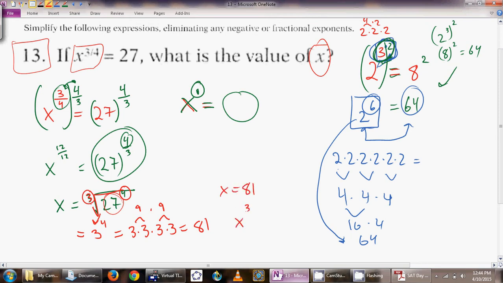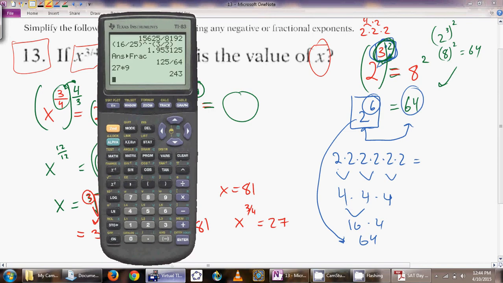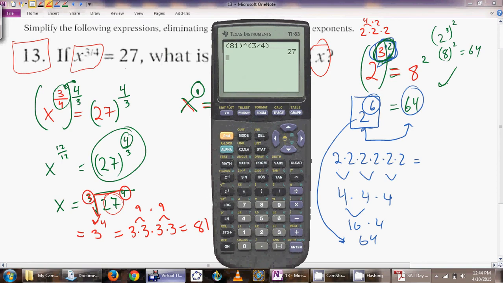that's when x to the 3/4 is 27. And I'll show you that here. Let me pull out my calculator. And I'm making the claim that x has to be 81. So I'm saying take 81, and I want you to raise that to the 3/4 power. And yeah, there's the 27, right? There's the 27 that I was looking for. So 81 is the value of x that when I raise to the 3/4 power gives me 27.